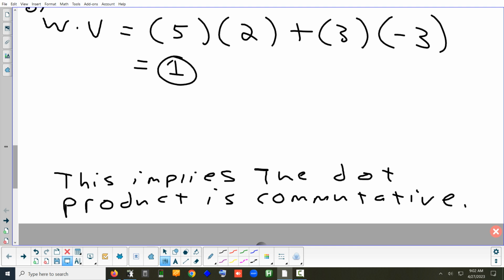The cross product, if we were going to learn that one, is not. And that would probably be one of the first times you've ever seen multiplication in math where you switch the order and you get a different answer. Usually multiplication, you can switch the order and it doesn't make a difference. But with cross product, it does. But dot product, it does not.